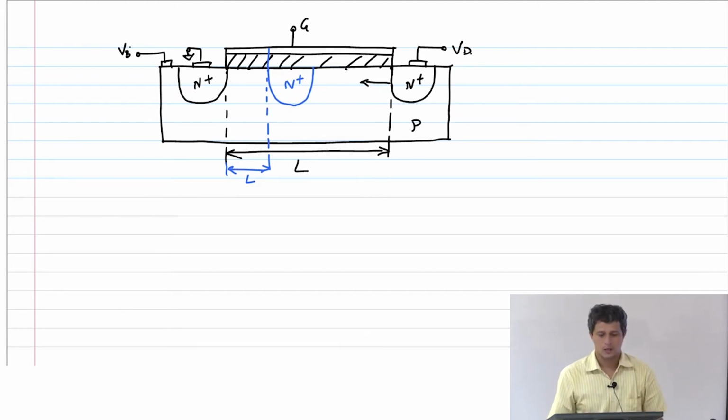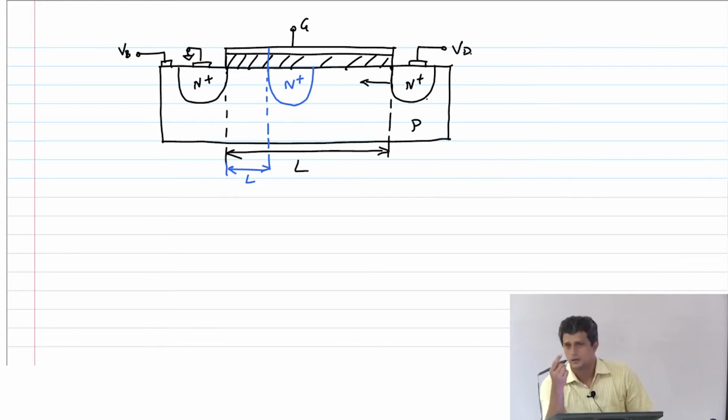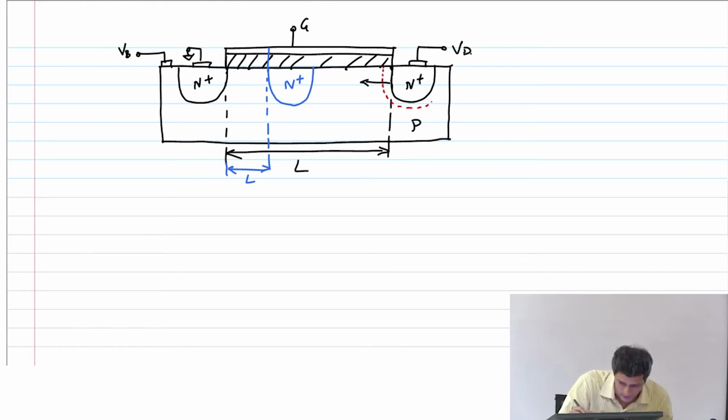So this is a P junction in contact with an N plus junction, right. That means that there is going to be a small depletion region or a space charge region around this point of contact. So what will happen is I will have a small space charge region like this. Of course on the source side also it's going to happen.